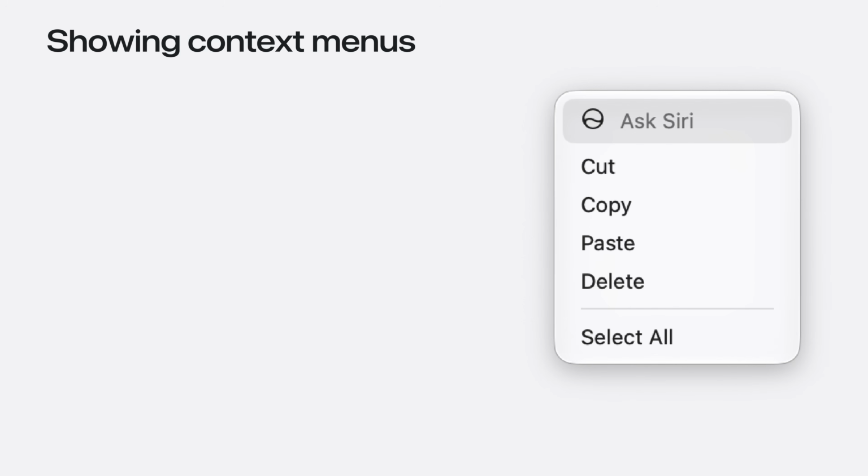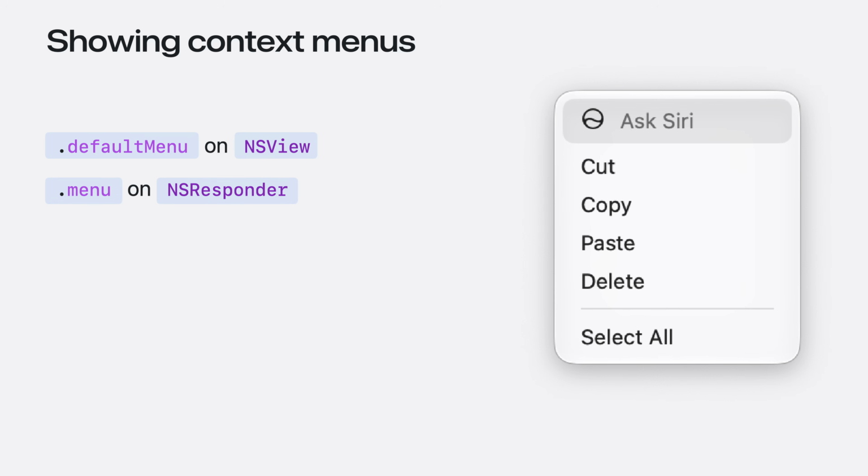To show context menus from a view, you have a few options. Use the class property default menu on NSView, where all instances of the view will show the same menu. Use the instance property menu on NSResponder to provide a different menu for every responder. Or use the instance method menuForEvent on NSView to dynamically create the menu based on the event.